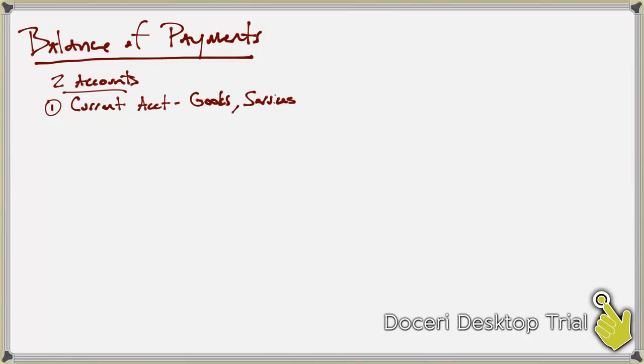Sorry, I don't know if I can erase it right now. That's a D. That make it better? Sure. Goods, services, and it should be income.